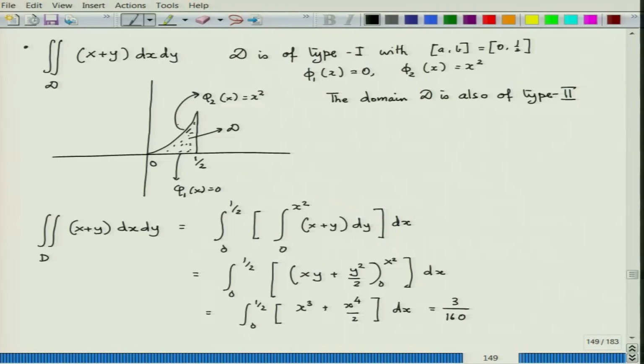The domain D in this case is also of type 2, because when x is equal to half, phi 2 of half is 1/4. So, I can write that the domain of y is between 0 and 1/4.